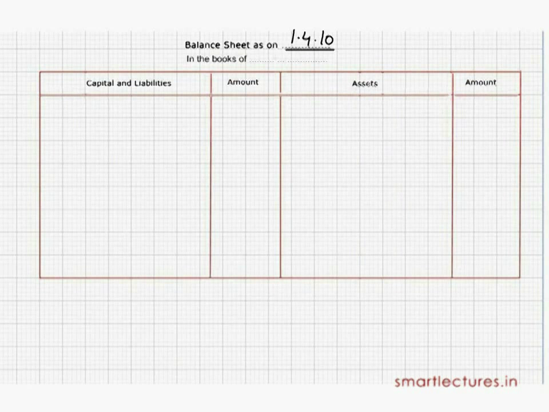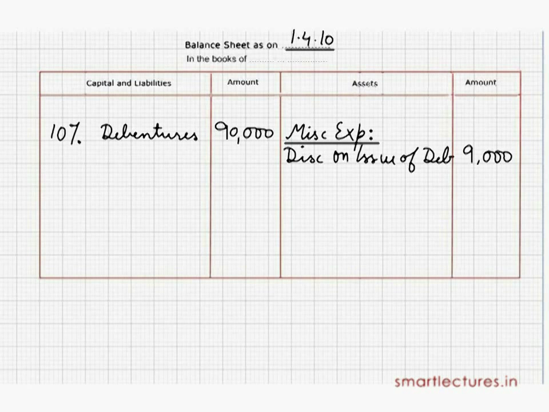So let's assume the balance sheet. What will be the position of balance sheet on this date? I am to say on 1st April 2010. It's just an imaginary balance sheet. Because we have issued 10% debentures, it must be appearing on liability side, 90,000 rupees. And we have debited discount on issue of debentures account. If we have debited, say, loss, it must be appearing on asset side under the miscellaneous expenditure, that is 9,000.